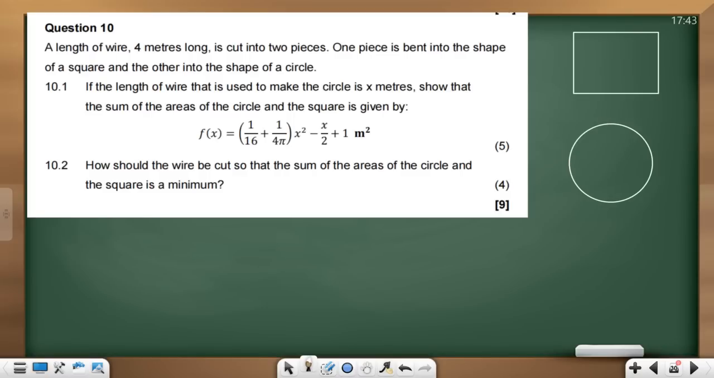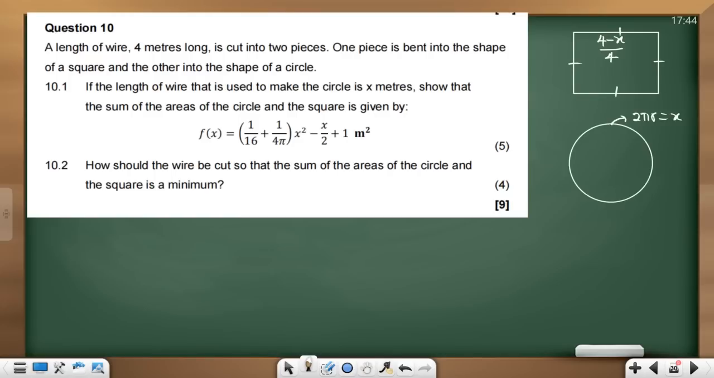Now, the length of the wire is 4 meters, right? If the length of the wire used to make the circle is x meters, beautiful, it means the circumference is 2 pi r. Therefore, we are left with 4 minus x. Now, each side of a square is the same, so this will be 4 minus x over 4. It's a square. Lovely.